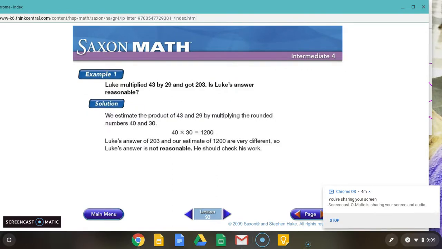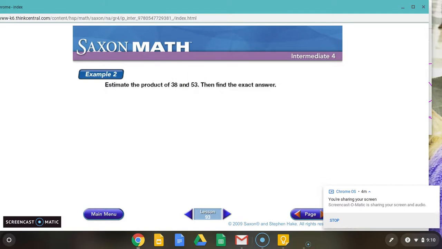Another way to solve this, you know what 4 times 3 is? 4 times 3 is going to give us 12. And then you can just put your 2 zeros at the end. So we know that his product is not reasonable. It does not make sense. It's nowhere close to 1,200. So saying 40 times 30 is not going to give us close to 200.